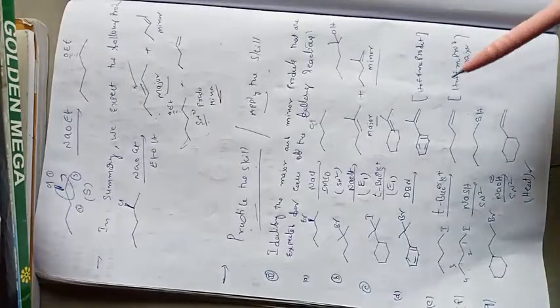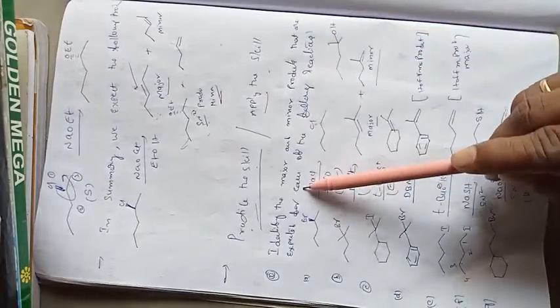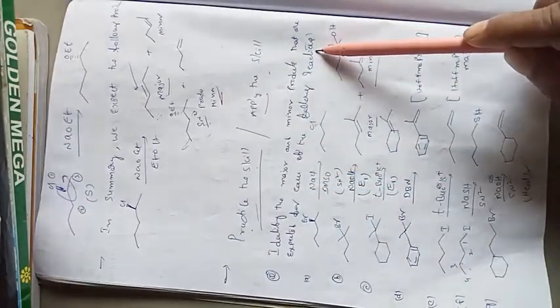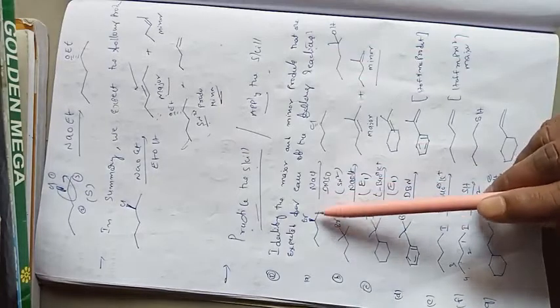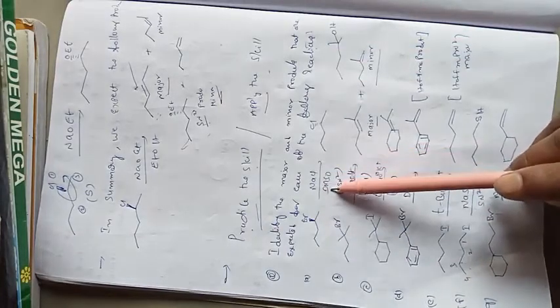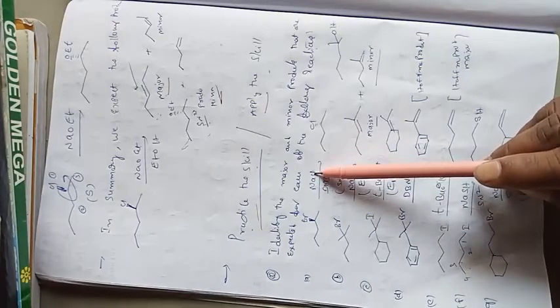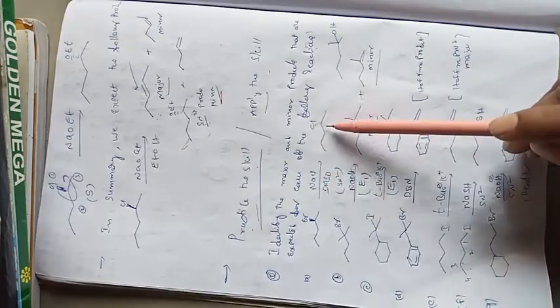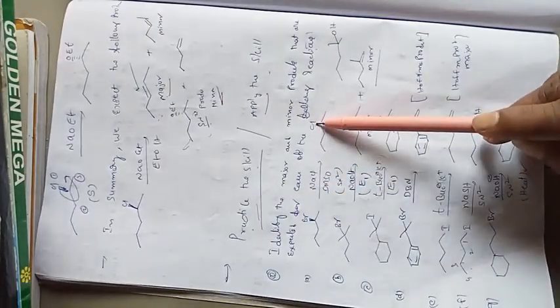So what is the application? You can see here some questions. Identify the major and minor products that are expected for each of the following reactions. For example, here 2-bromo is present with sodium chloride in DMSO. Because it is a very weak nucleophile and very weak base, the SN2 reaction is possible, so the substitution product is expected.